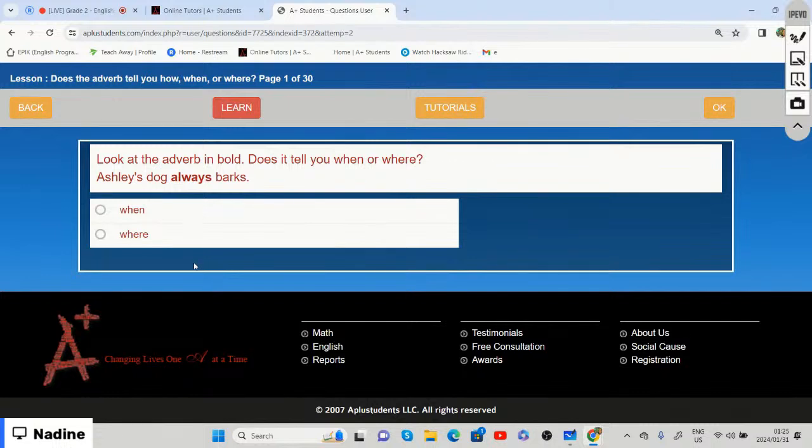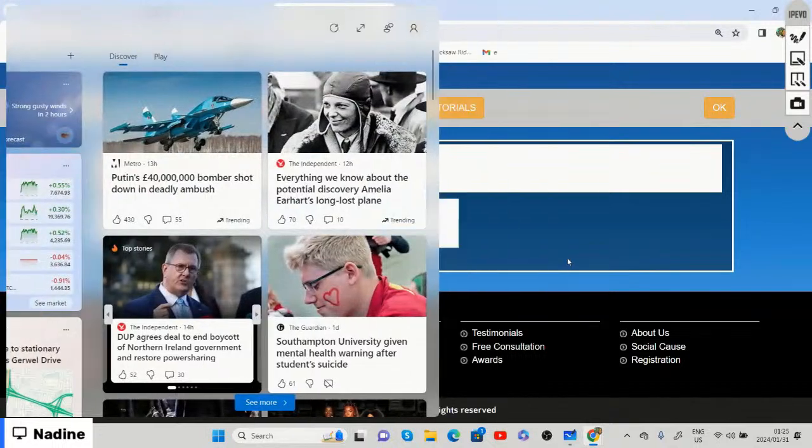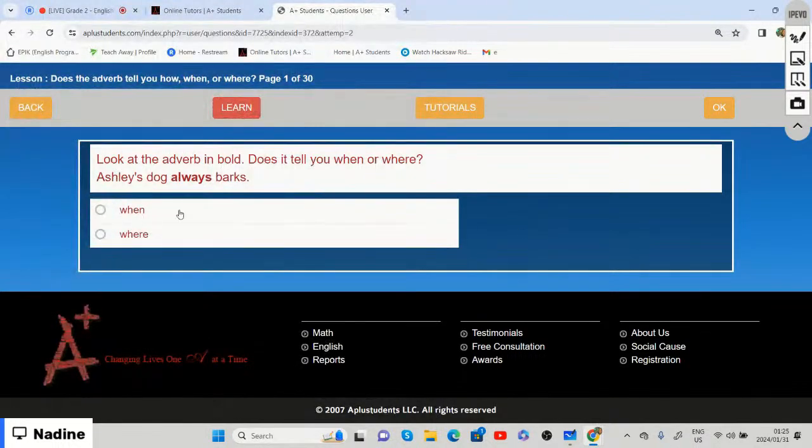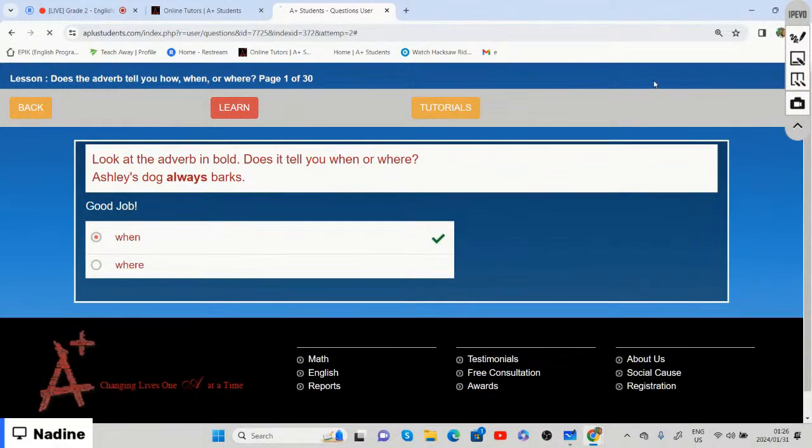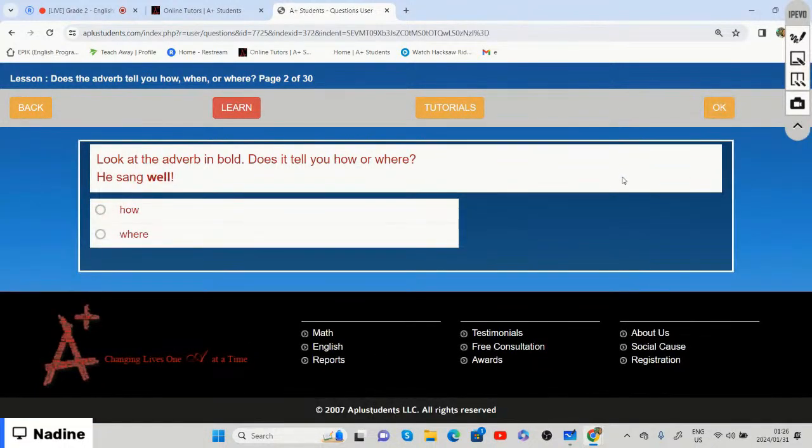So if we look at the adverb in bold, we need to say, does it tell you when or does it tell you where? Ashley's dog always barks. Always barks, so we can say it is when. When does he bark? He always barks. So when is correct.